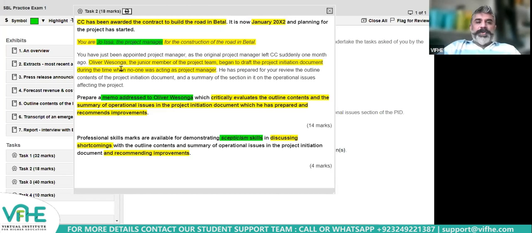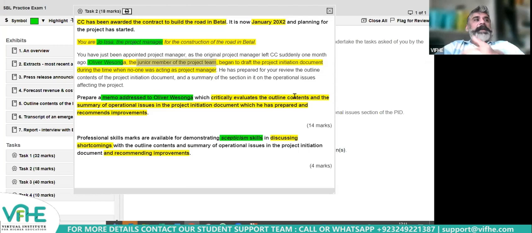Then Oliver Visonga, who is a junior member of the project team, began to draft the project initiation document during the time when no one was acting as project manager. So there was some turnover. The previous project manager has gone, and you have joined after 1 month. But in the meantime, this junior member of the project team tried to prepare a project initiation document, and now he has given it to you for your review.